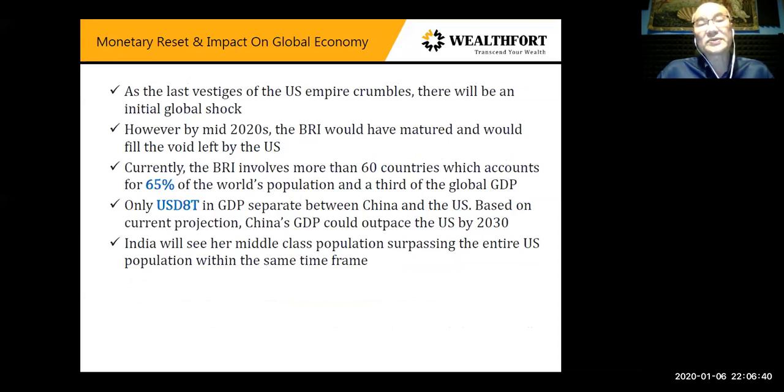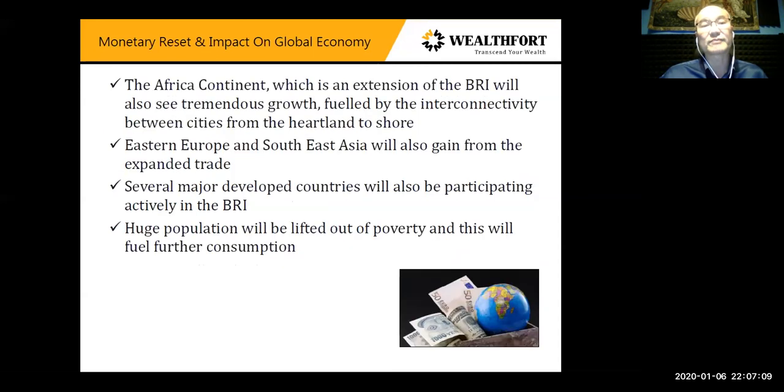However, by the mid-2020s, the BRI would have matured and would fill the void left by the US. Currently, the BRI involves more than 60 countries, which account for 65% of the world's population and a third of the global GDP. Only 8 trillion US dollars in GDP separates China and the US. Based on projections, China's GDP could outpace the US by 2030. India will see her middle class population surpassing the entire US population within the same time frame.